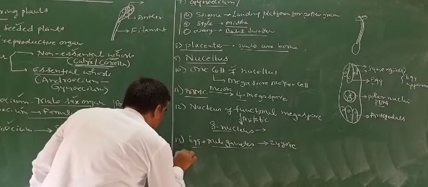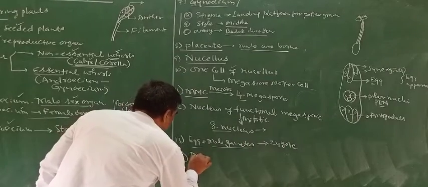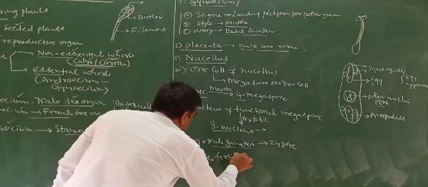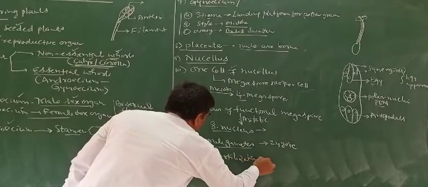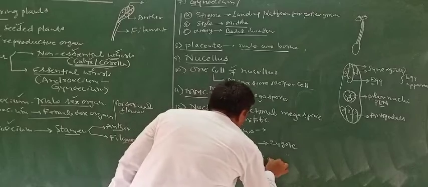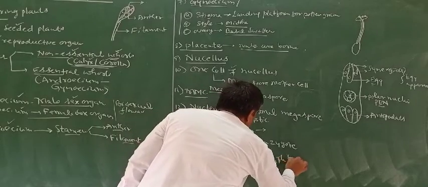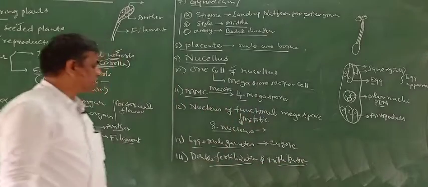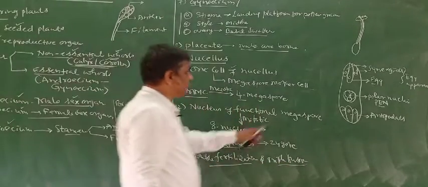There is a specific unique characteristic called double fertilization. Double fertilization is present in angiosperms. Double fertilization and triple fusion are present. Triple fusion is the unique characteristic of angiosperms. What is the meaning of this double fertilization?